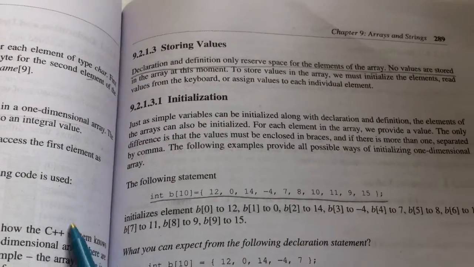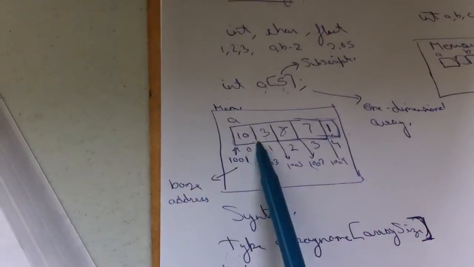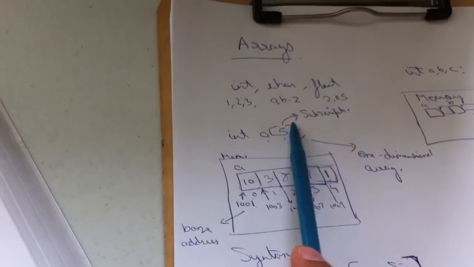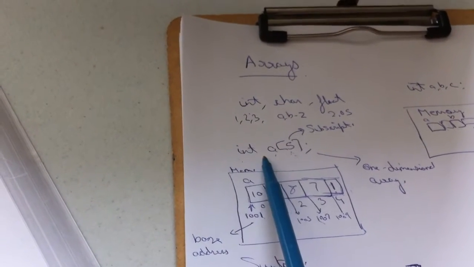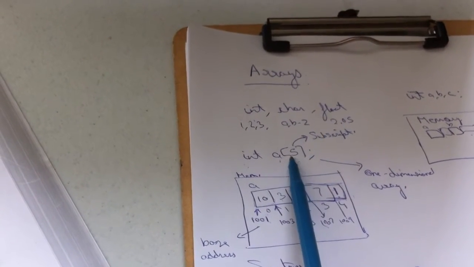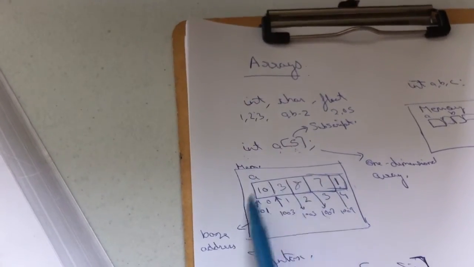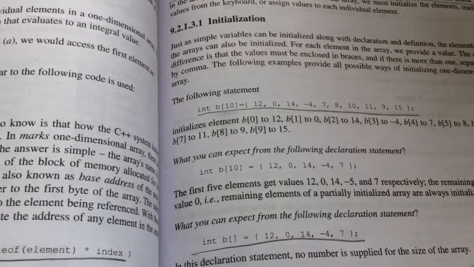Hi. Yeah, so let's start with storing values in an array. This was like declaration and definition. So we declare that the array will be integer type, and we define that there will be five contiguous memory allocations. So this was definition, and now we want to initialize.